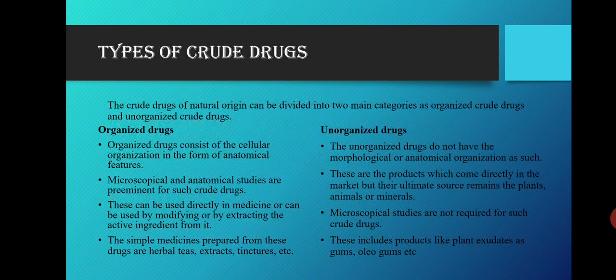Organized drug consists of cellular organization in the form of anatomical features. Microscopical and anatomical studies are prominent for such crude drugs. These can be used directly in medicine or by modifying or extracting the active ingredient from it. The simple medicines prepared from these drugs are herbal teas, extracts, tinctures, etc. Whereas the unorganized drug does not have this morphological or anatomical organization as such.